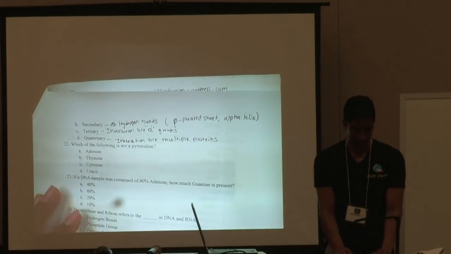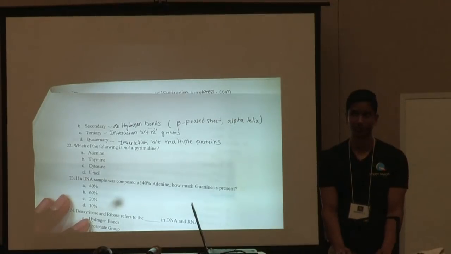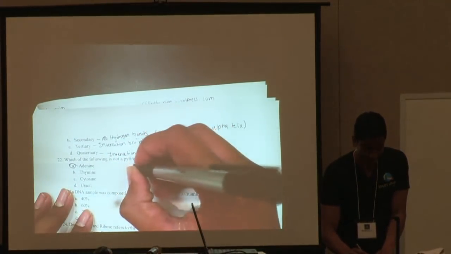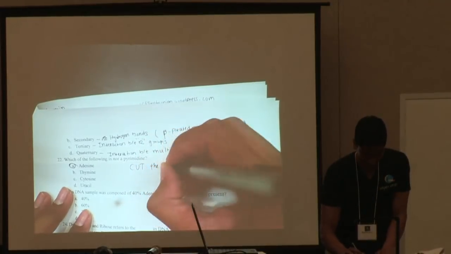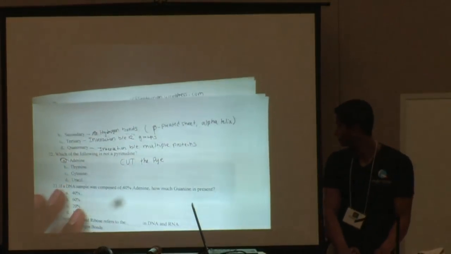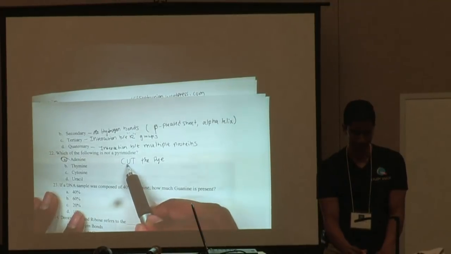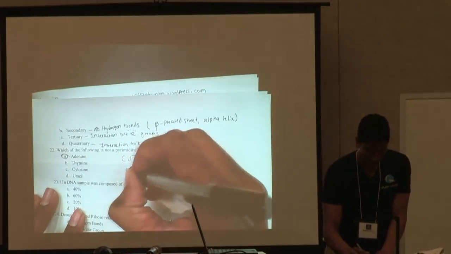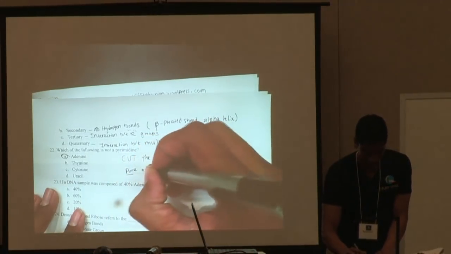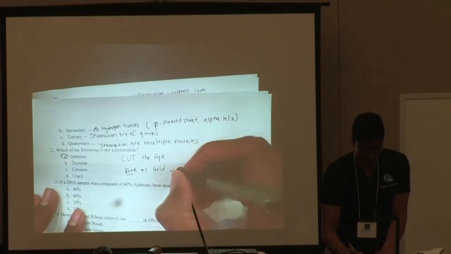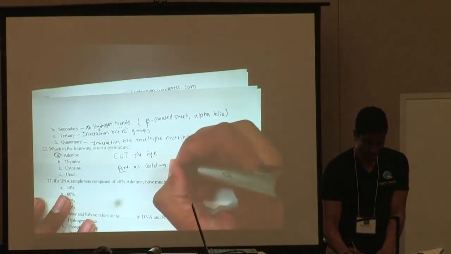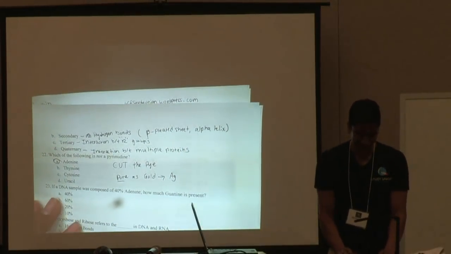All right. Which of the following is not a pyrimidine? What is it? A. So a clever way to remember this is for pyrimidine, cut the pi. Cytosine, uracil, thymine. And then for purine, I think of pure as gold. Does anyone know what gold is on the periodic table? Ag. Yeah. So we have Ag.